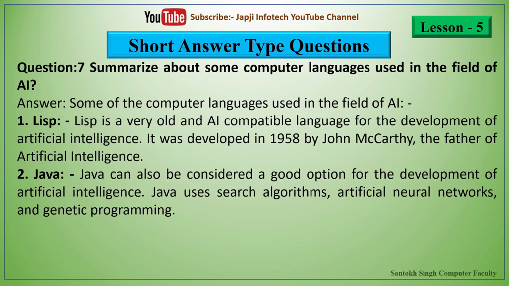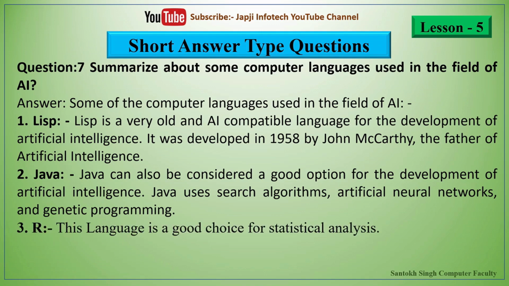And the second one is Java. Java can also be considered a good option for the development of artificial intelligence. Java uses search algorithms, artificial neural networks, and genetic programming. And the third one is R. This language is a good choice for statistical analysis.